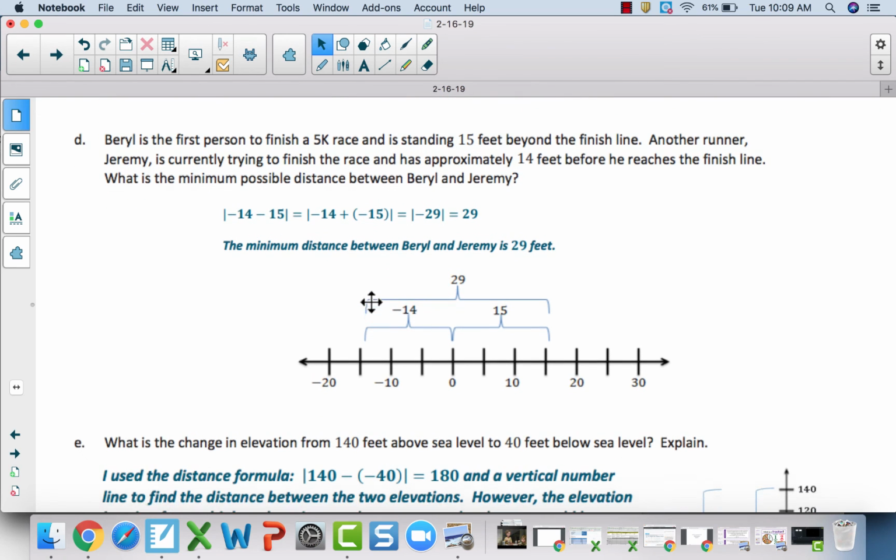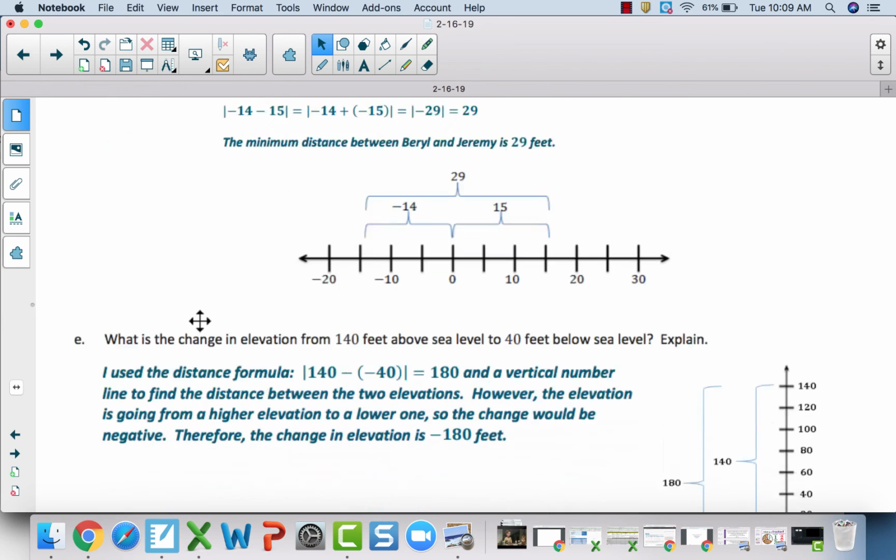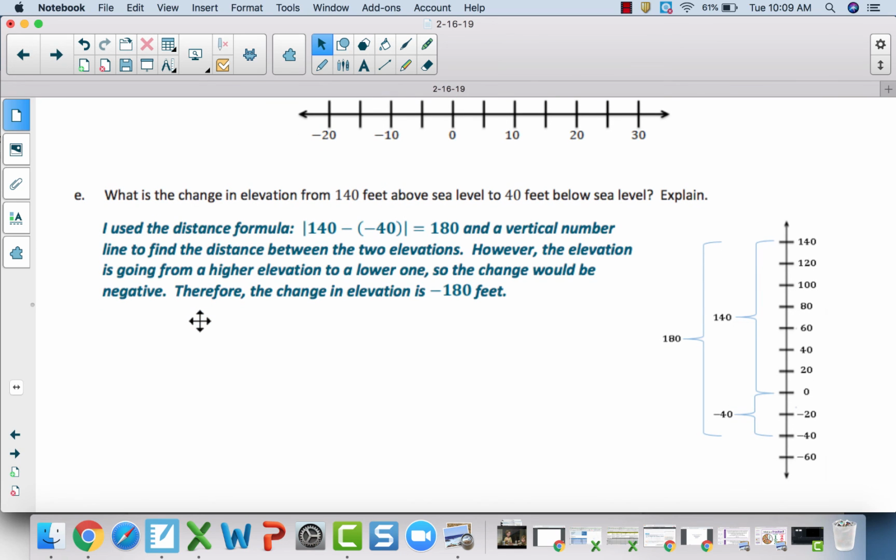Now for D, the minimum distance is 29 feet. You see once again both the distance formula being utilized here and a number line also being used to show that the distance between these two numbers is in fact 29. For E, you should have got the change being negative 180 because you are going from above sea level to below. That is a negative change. You are decreasing in elevation. You see the distance formula here. You see the number line here. Because elevation is also measured vertically, I used a vertical number line.